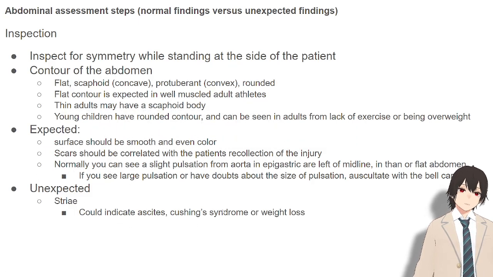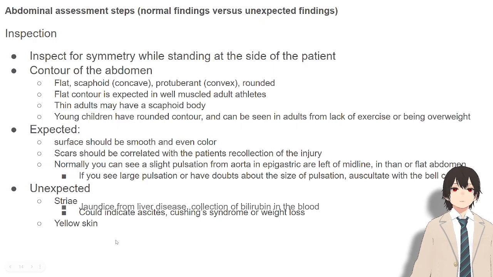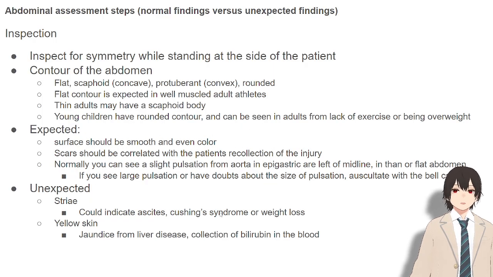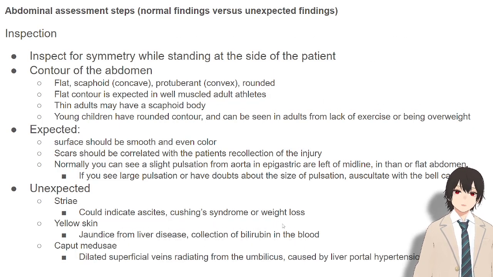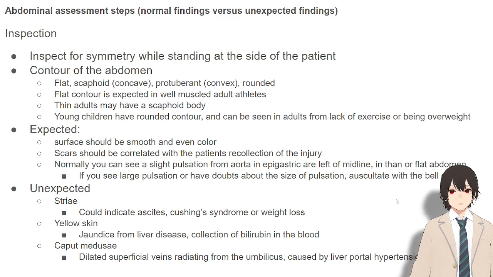Ascites, Cushing syndrome, weight loss, pregnancy even. Yellow skin, this is from jaundice, liver disease, or excess bilirubin in the blood. Caput medusae, these are like dilated superficial veins that are radiating from the umbilicus, okay? And it's caused by liver portal hypertension.